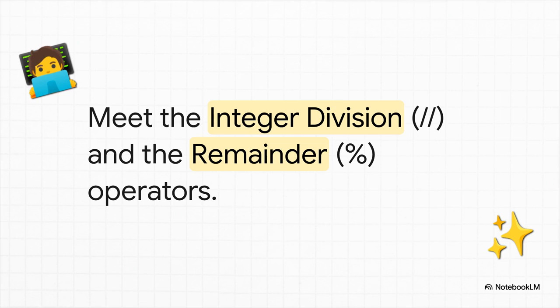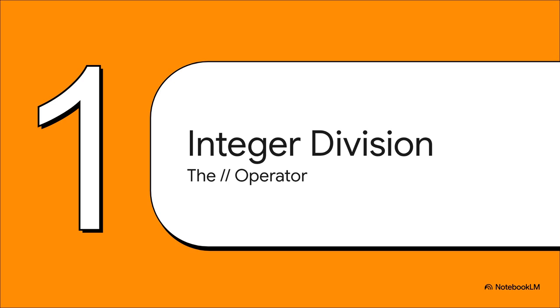Now, they might look a little weird at first. I get it, but trust me, by the end of this, you'll know exactly how to use them and, more importantly, why. All right, let's grab our first new tool. This is the integer division operator, or if you want to be fancy, the floor division operator. And yeah, it's that double slash. Its job is actually pretty simple, but it is incredibly useful.